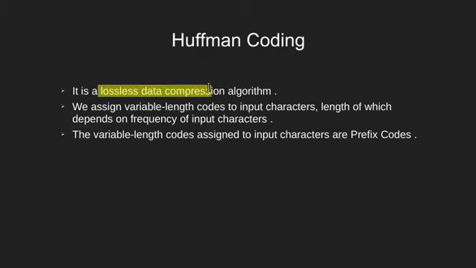So this is a lossless data compression algorithm where each character is assigned a variable length code. This variable length code depends on the frequency of input character. That is, the more the frequency, the shorter will be the code. All the codes that are assigned to the characters are prefix codes, which requires that there is no whole code word in the system that is a prefix of any other code word in that system. This property makes sure that our data is uniquely decodable.